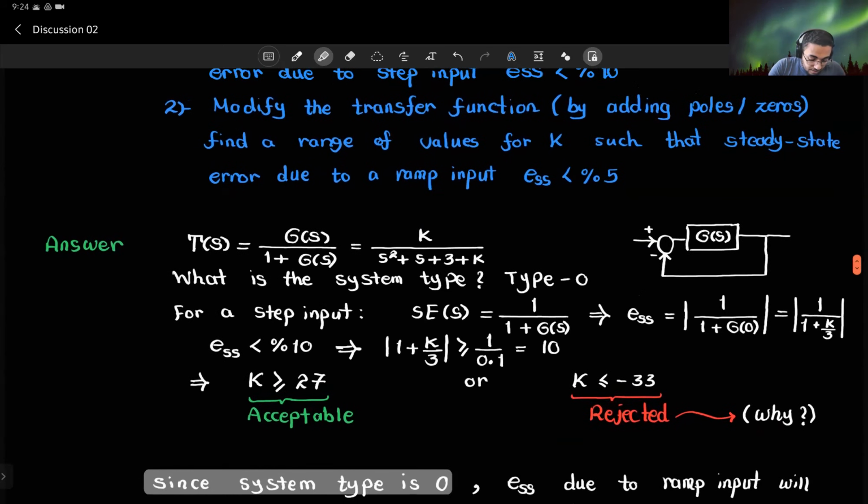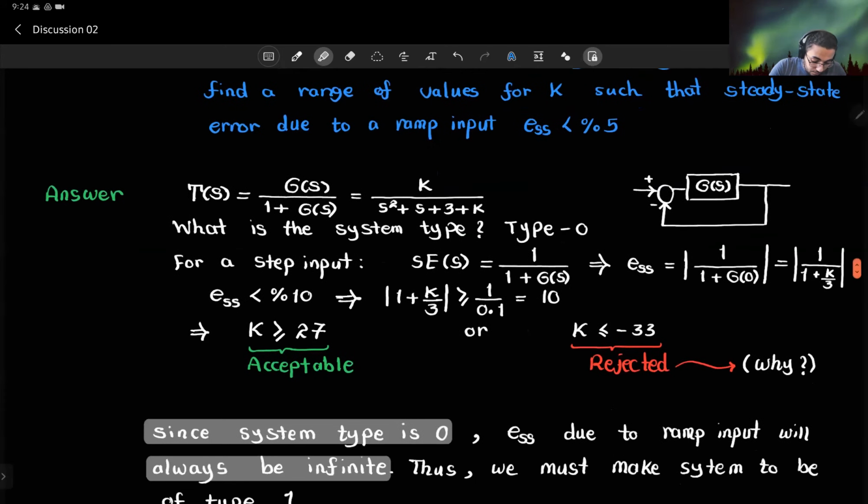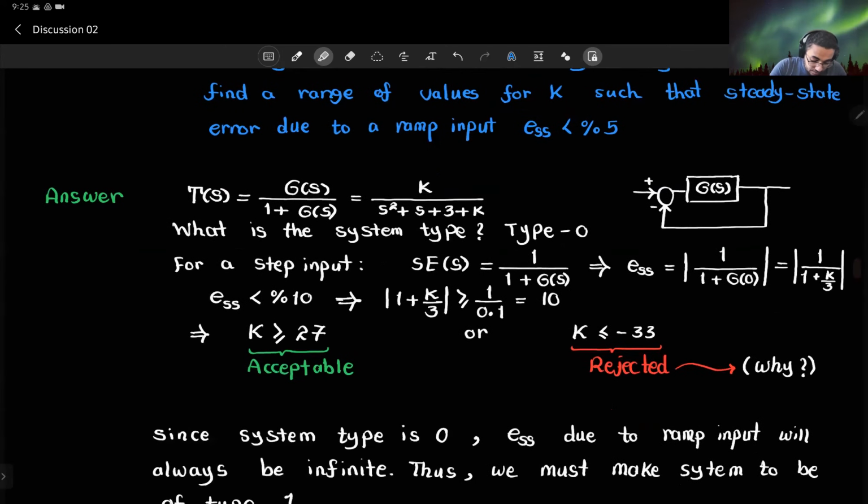So we see that if k is bigger than 27, this is consistent with the assumption that the final value theorem applies. If you substitute 27 here or any larger value, you will get a transfer function that is perfectly stable. So you're good. You can go on, and this is actually an acceptable range for k, right? If k is bigger than this value, you will satisfy the steady state error requirements for a step input, and also your system will be stable. And we'll see later on what we mean by stable.